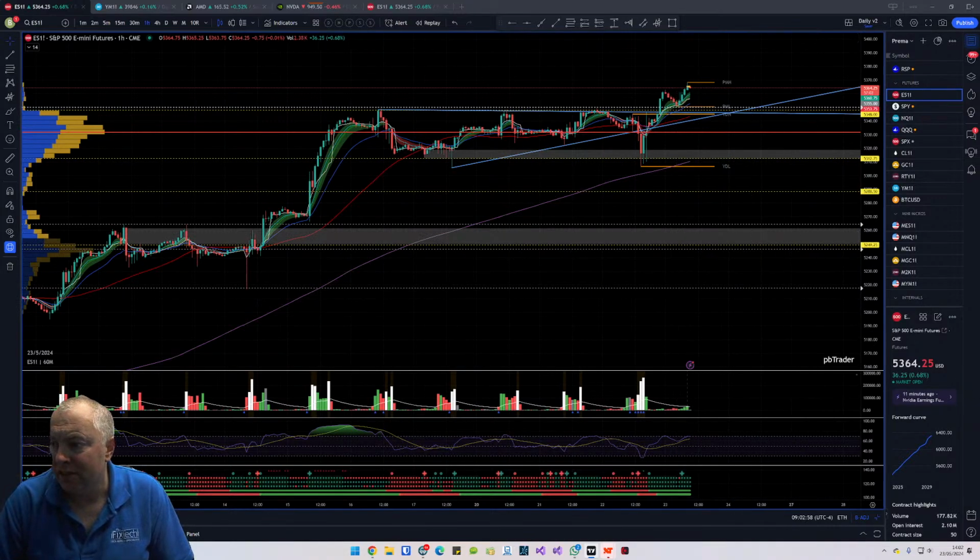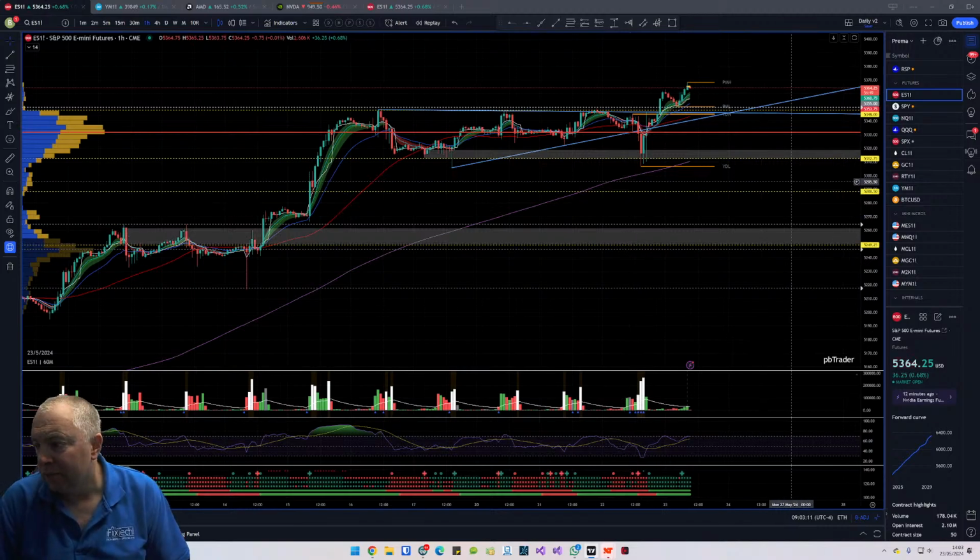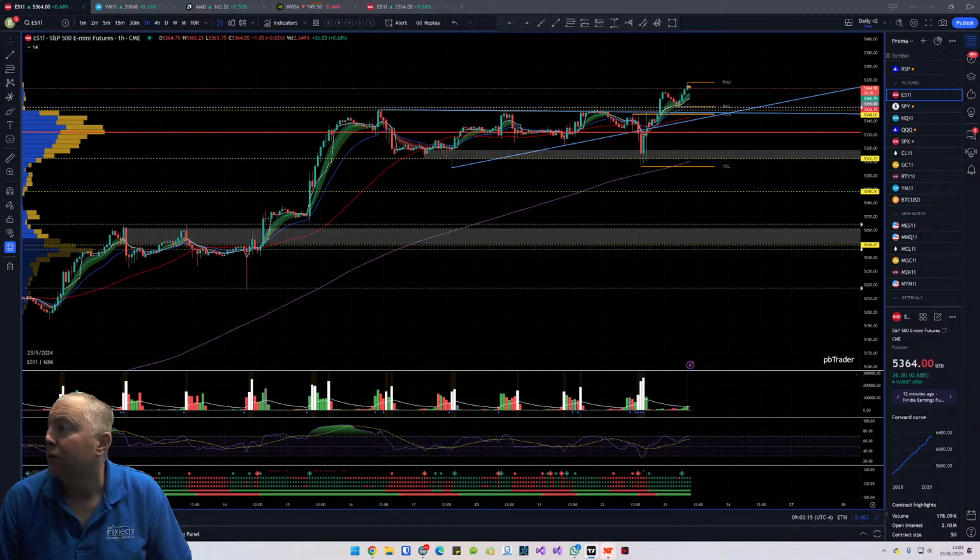On my screen is the ES chart, and we're currently looking at the 1 hour time frame. Hang on 1 second. Here we go. 1 hour time frame. Just making sure I've got the microphone enabled. It looks like it is.